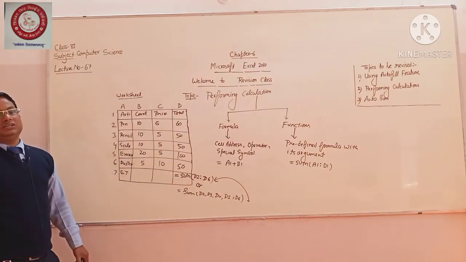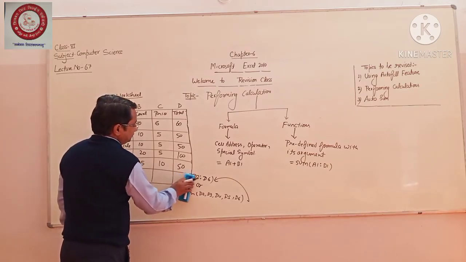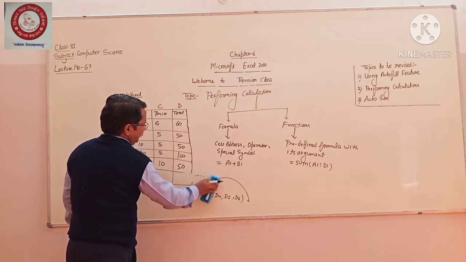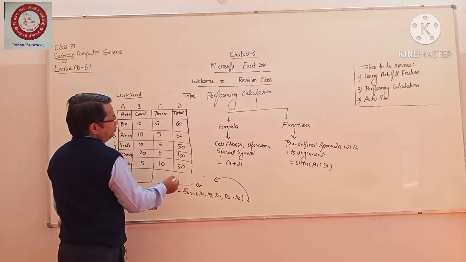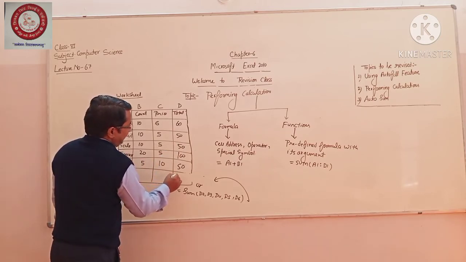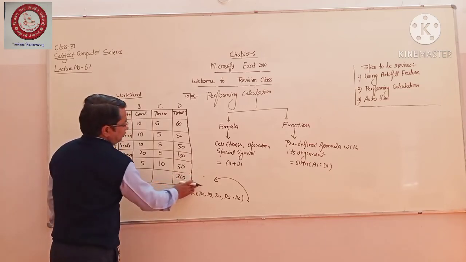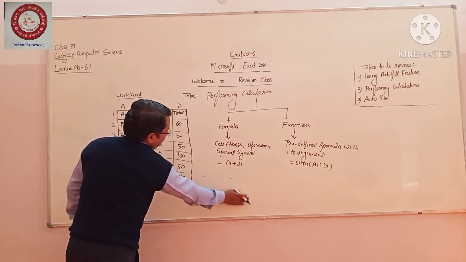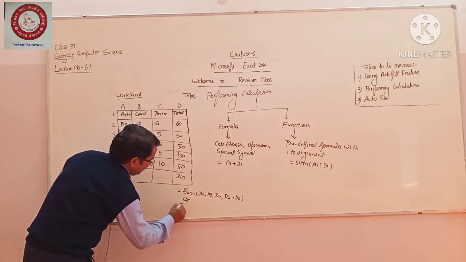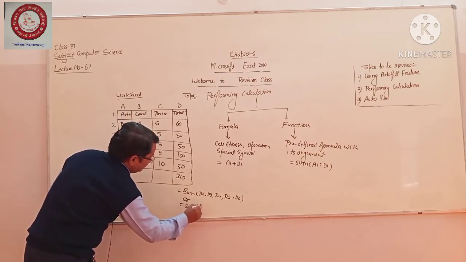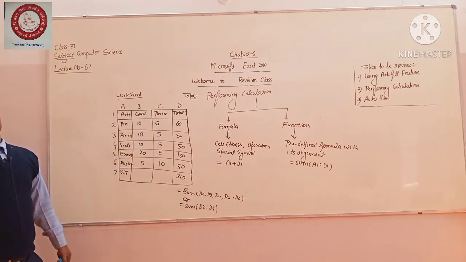And once you press the enter button, what you will get? Let me show you. So what you will get? 60 plus 100, 110 plus 150, 260, and right now you will get 310. You will get 310. Right? So this is the way to perform the calculations, right? So you have used sum and D2 colon D6. So this is the way to perform the calculation.